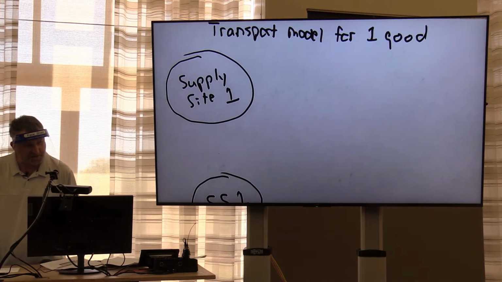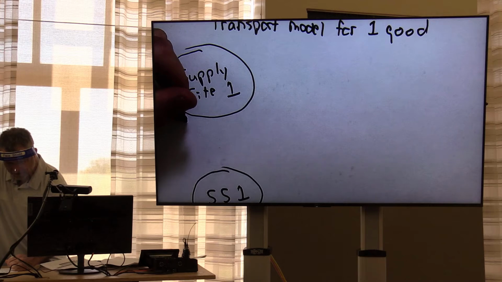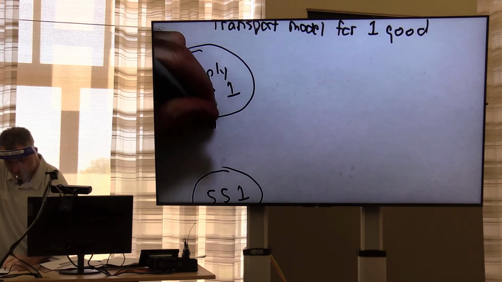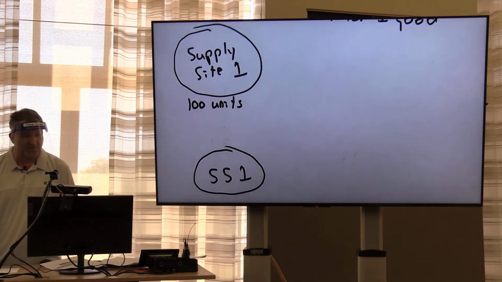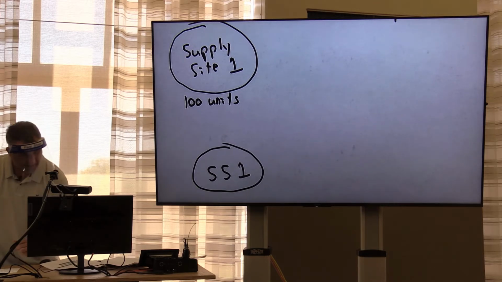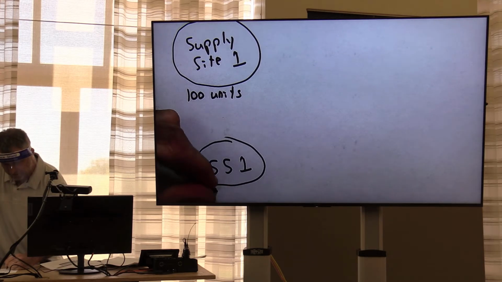And we're going to say supply site 1 has 100 units. That's how much it has. Supply site 2 has 125 units.